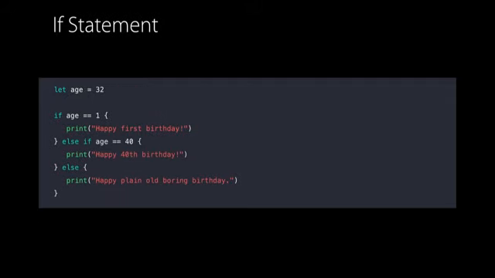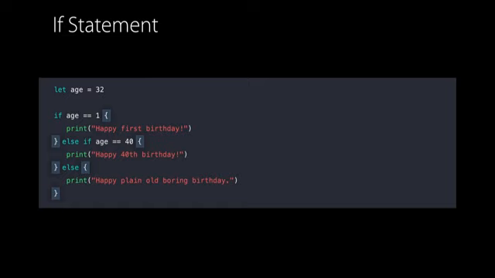So we've seen a few if statements so far. Here's another that prints a birthday message. There are two things to note about this statement. Firstly, we don't need parentheses around the conditions. We can just write them as they are. And secondly, we do add curly braces around each part of the statement to make it explicit which bits of code are going to be run.